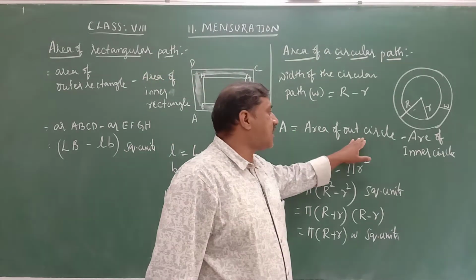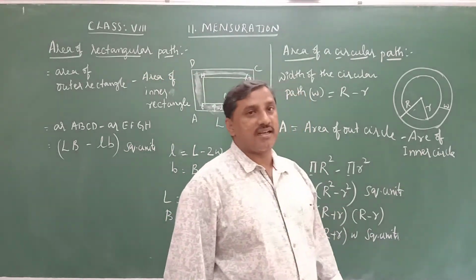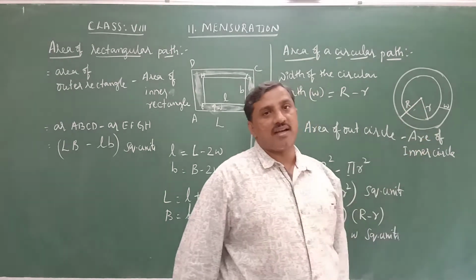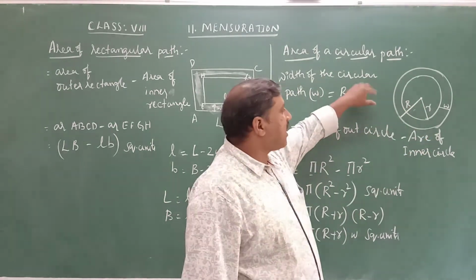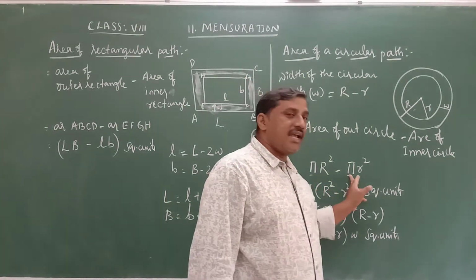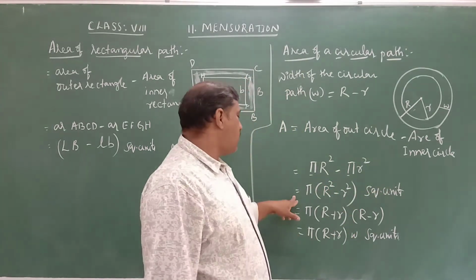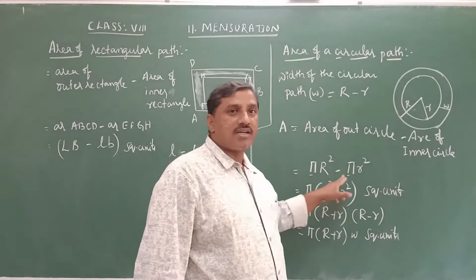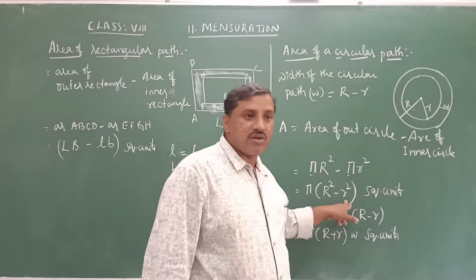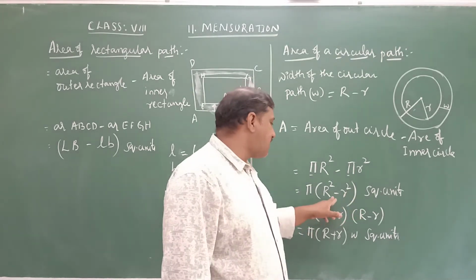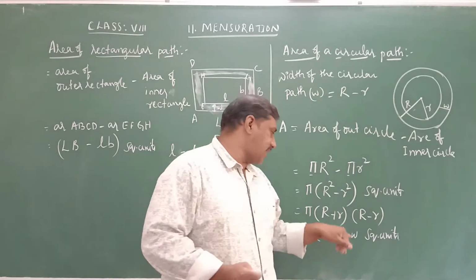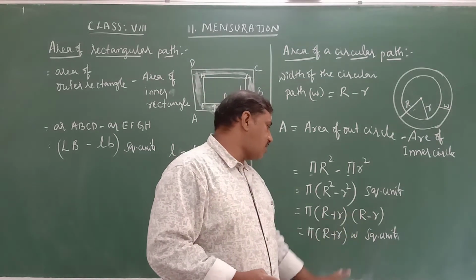Area of the outer circle minus area of inner circle. Radius of outer circle is capital R and radius of inner circle is small r. So area of the path is pi R square minus pi r square. Now take pi common, pi into (R square minus r square). It is in the form of a square minus b square, so we can write this as two factors, (a plus b) into (a minus b). That is (R plus r) into (R minus r).